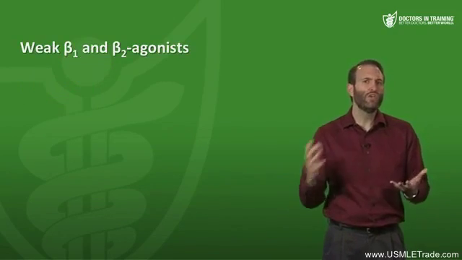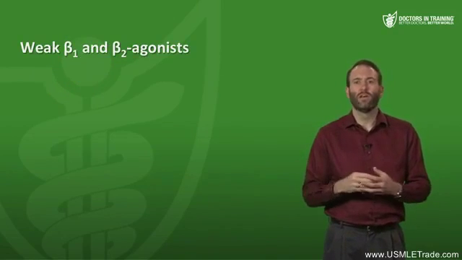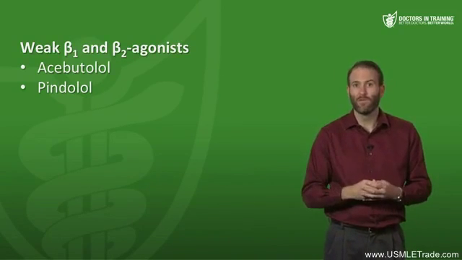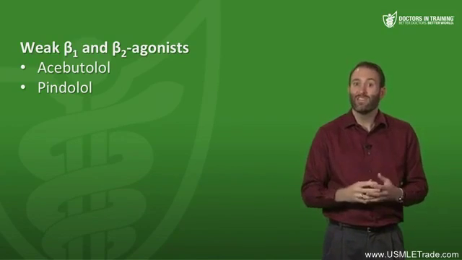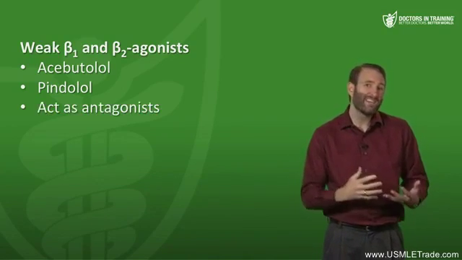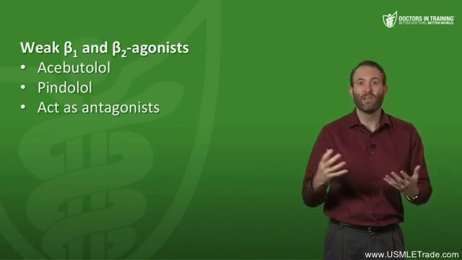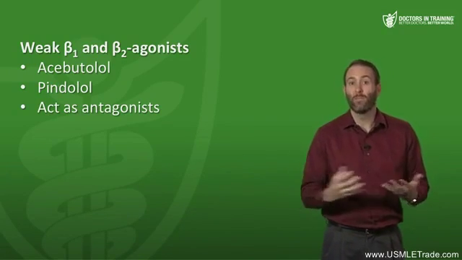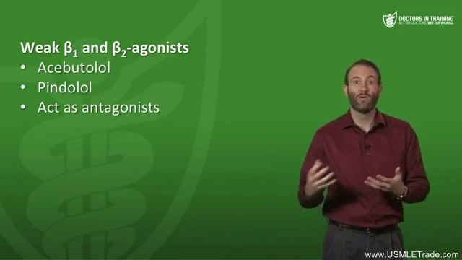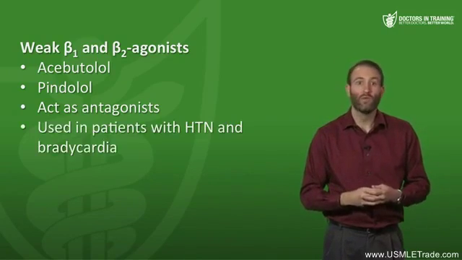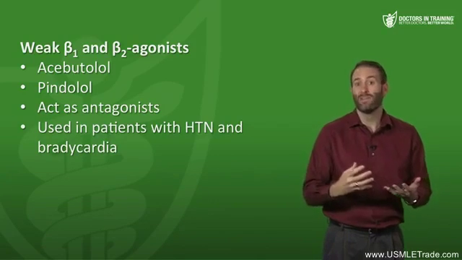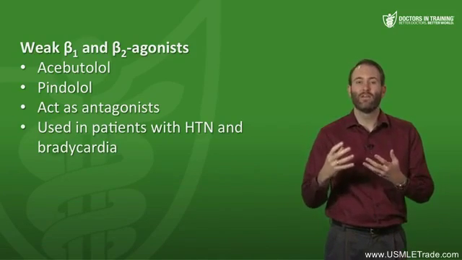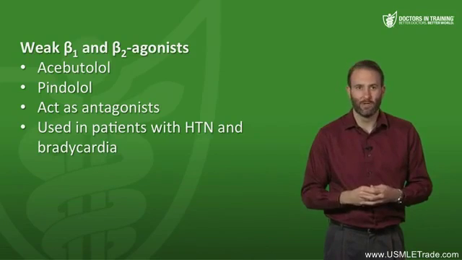Now, we have two kind of unusual beta blockers called acebutolol and pindolol. They're actually very weak agonists at the beta 1 and the beta 2 receptors. But because they are so weak, they actually act as blockers because they're blocking the much more potent effect that epinephrine or norepinephrine would have on those very same receptors. You would consider using these drugs in patients who have hypertension and bradycardia because these don't actually decrease the heart rate as much as some of the other beta blockers.